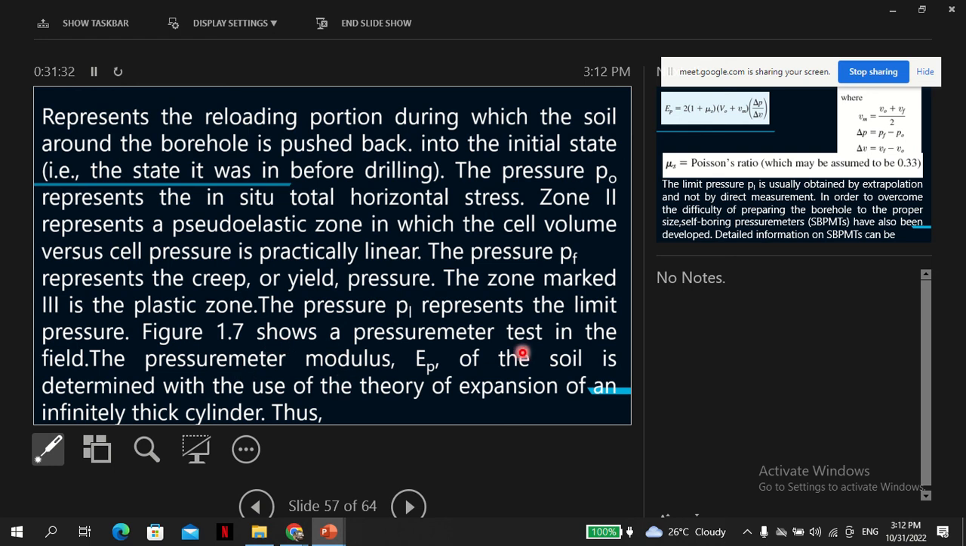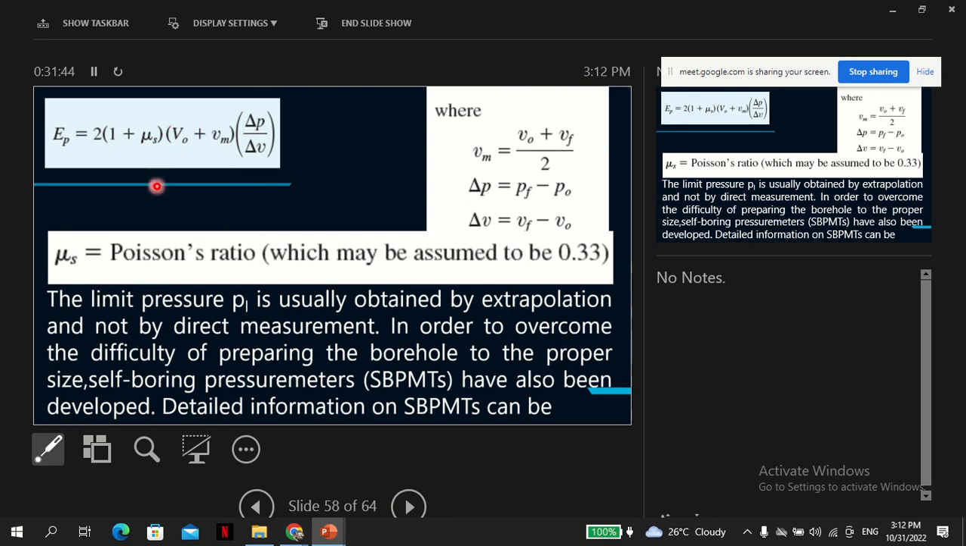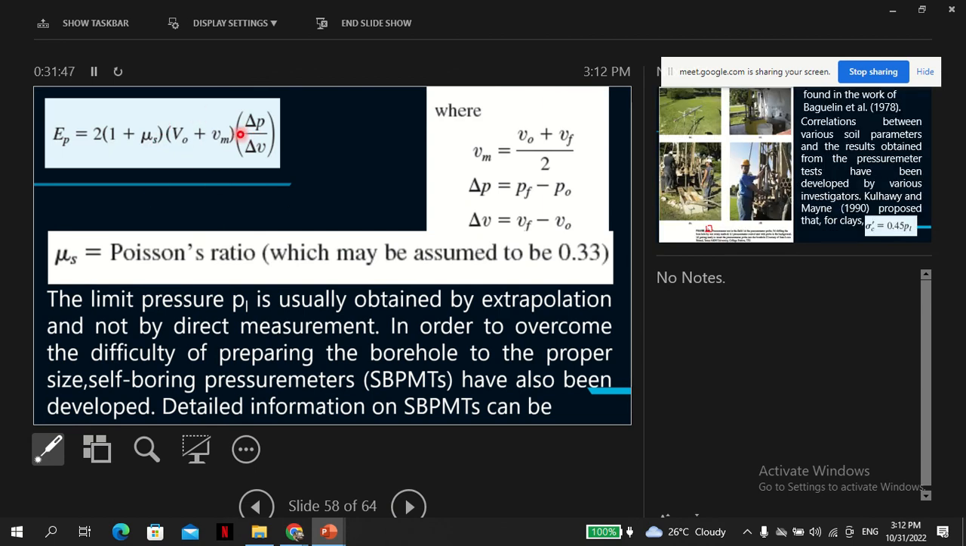Figure 1.7 shows pressure test in the field. And the pressuremeter modulus EP of the soil is determined using theory of expansion of the cylinder as shown. So these are based on theory of course, theory of elasticity and theory of expansion and contraction. So based on that, we can get the Young's modulus. The Poisson's ratio can fairly be assumed to be this value, and these are values from the pressuremeter test. The limit pressure P1 is usually obtained by extrapolation and not by direct measurement.